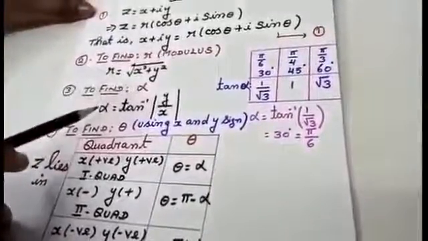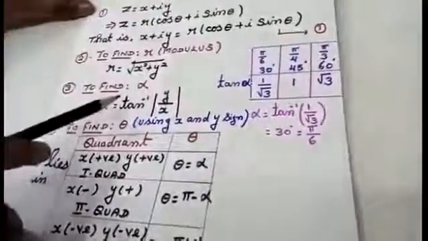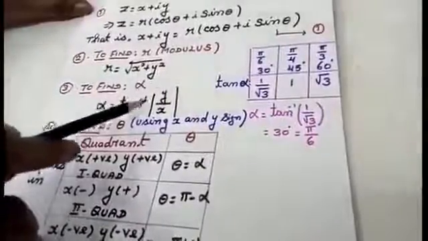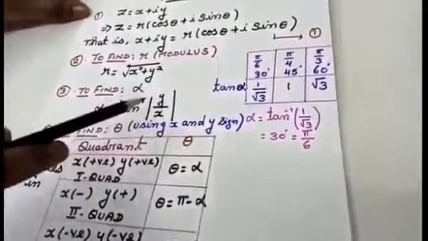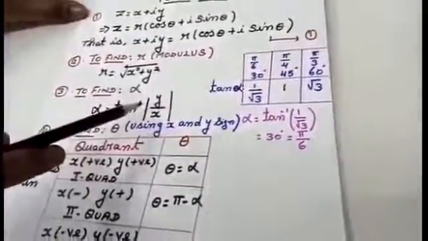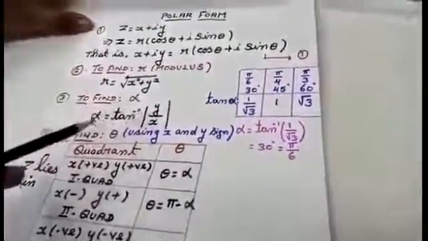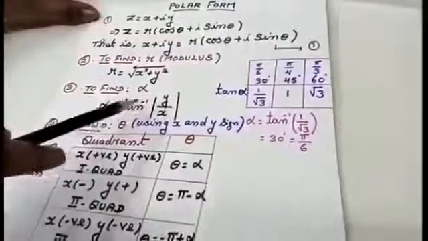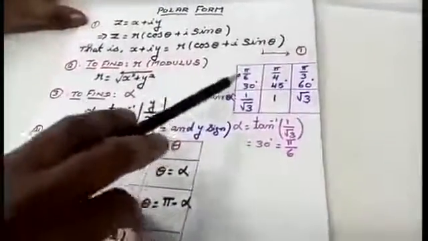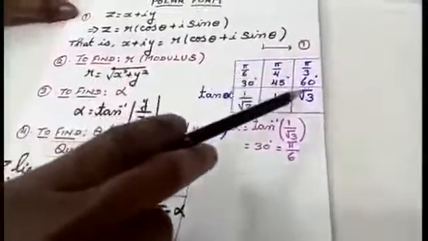So what is the formula for alpha? Alpha is equal to tan inverse of modulus of y by x. Don't forget this, students, modulus of y by x. Suppose you get a negative sign inside, you will convert it into positive. So I am going to use this: alpha is equal to tan inverse of modulus of y by x. Maximum you will be getting the value in this way: 30 degree, 45 degree, 60 degree.